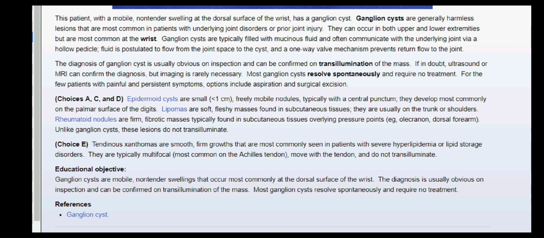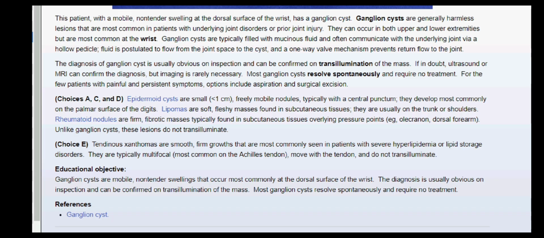Most ganglion cysts resolve spontaneously and require no treatment. Just a few patients could have painful and persistent symptoms. Options include aspiration and surgical excision.